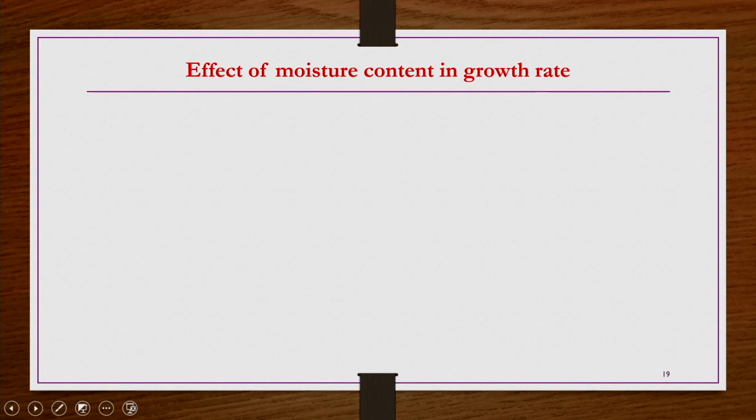Next is the effect of moisture content on growth rate. How much liquid should you give for a given fraction of solid material? For a given liquid density and a given solid density, how much liquid should you use for a given granulation operation is also a very important factor. So, we will first see what the effects of this moisture content are, and then we try to build up an equation for that moisture content.